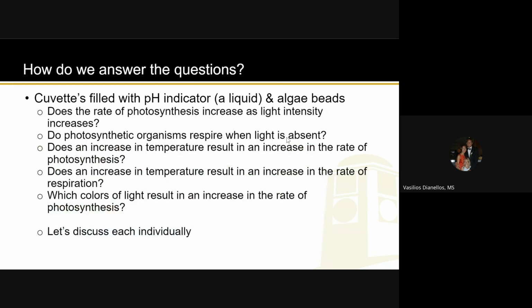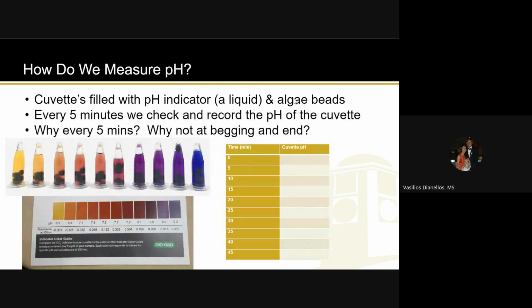Next slide. So once again, we have these cuvettes that are filled with a pH indicator that you're already familiar with from Lab 2, and some algae beads. Also, let me point this out really quickly, because I mentioned this to the students who are in person. You might ask yourself, why do we have multiple algae beads in each one of these cuvettes? Why not just have one algae bead? Well, there's a couple reasons.